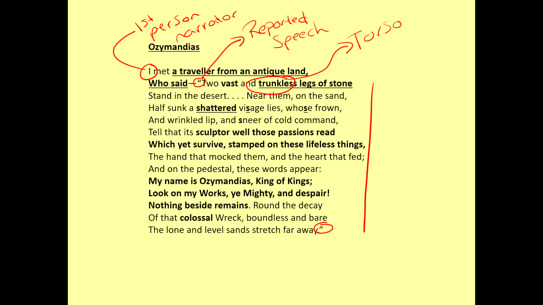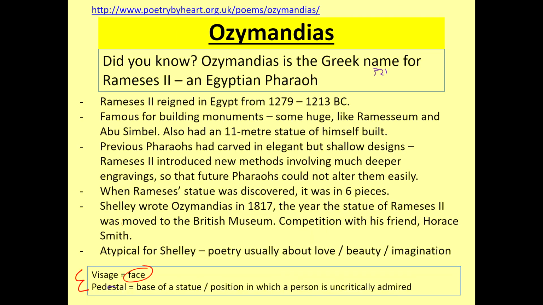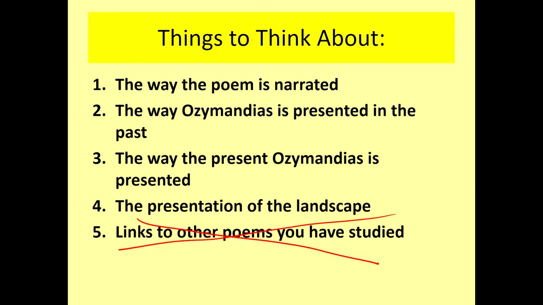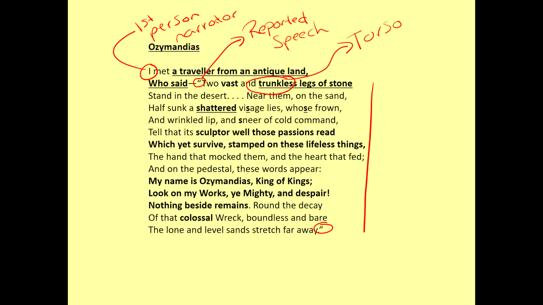This is your torso. So if we go back to that image, that's what we can see, right? We've got the legs over here, but we've got nothing else. We've got nothing from like the waist up. We've got the head over here, but we've got nothing else. Okay, so that's what that image was about. 2 vast and trunkless legs of stone stand in the desert.